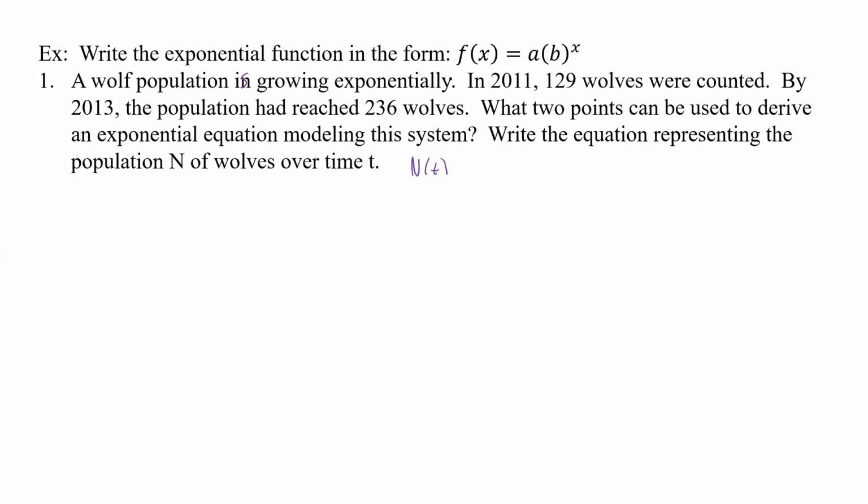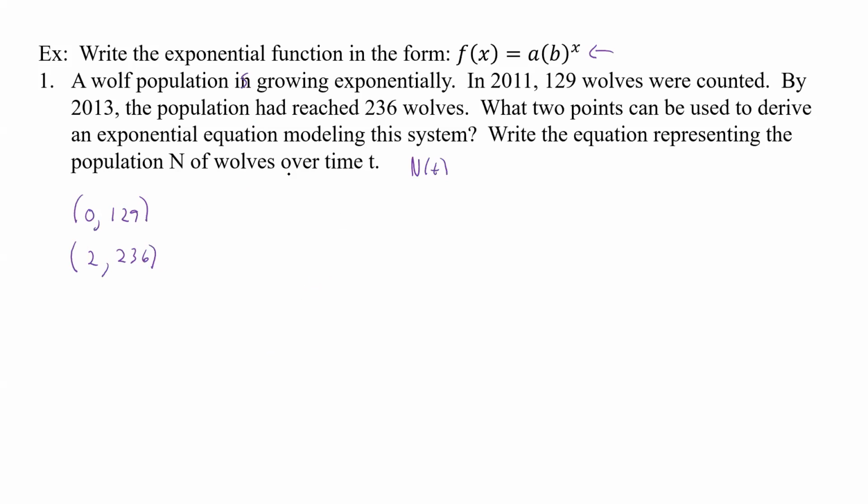Okay. All right, so what are our 2 points? Well, in 2011, 129 wolves were counted. So we're going to say that's 0 comma 129. And then in 2013, which is just 2 years later, that's going to be 2 comma 236, 236 wolves, okay? So what do we do? Well, we just plug everything we know into this function formula, and we solve for what's left over.